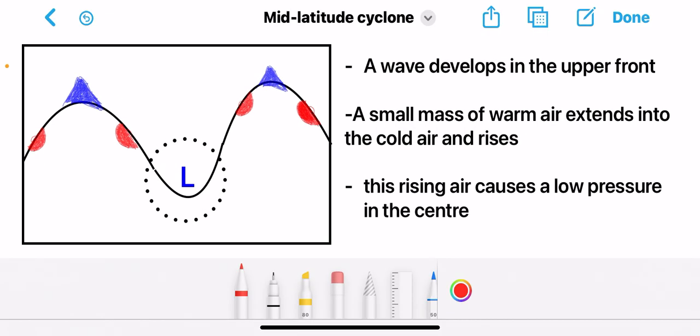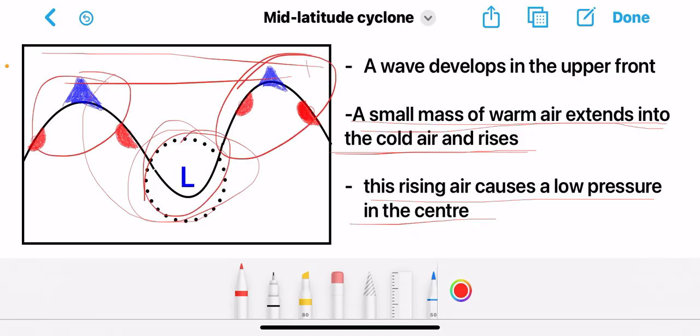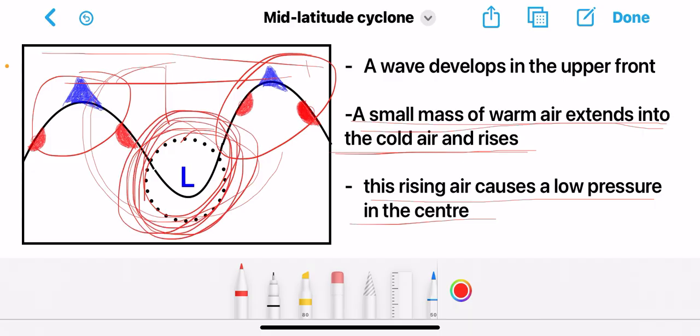So as I've said, a small mass of warm air extends into the cold air and rises. This rising air causes a low pressure in the center. As we can see, a low pressure resulted in the center. Why? Because a small mass of warm air extended into the cold air. This is the part of the cold air. But the warm air mass, because of this wave that occurs here, the warm air extended into the cold air, and immediately when it extends into the cold air, they begin to converge, and warm air does what? It rises, and when it rises, an area of low pressure does what? Develops.